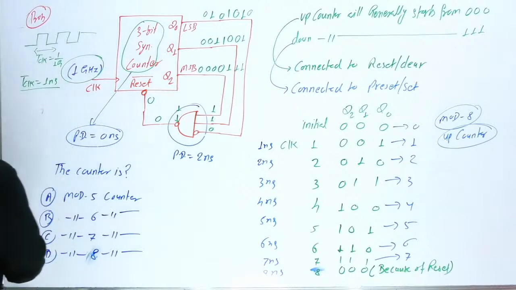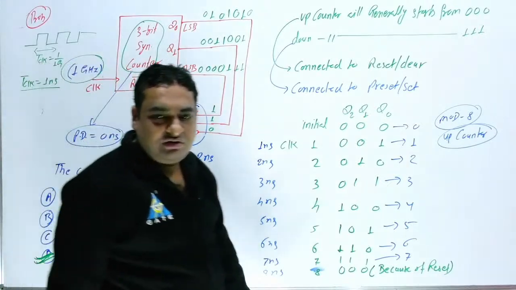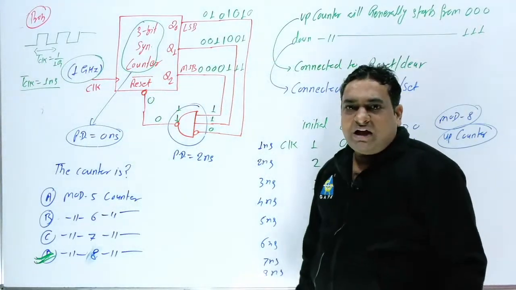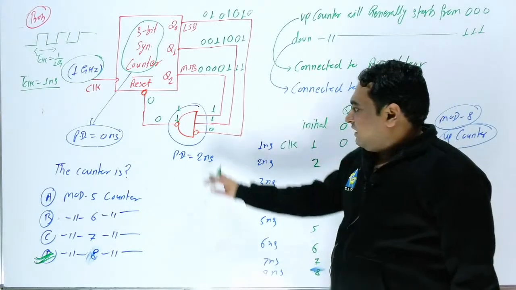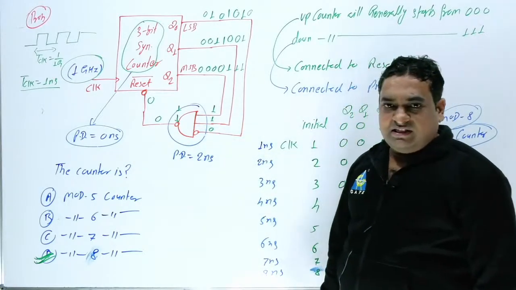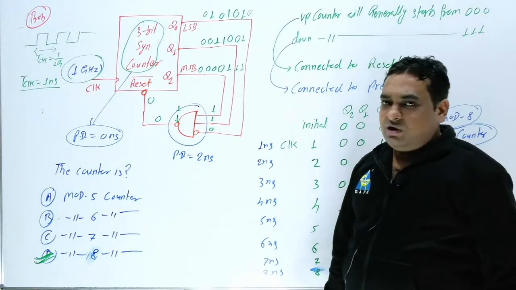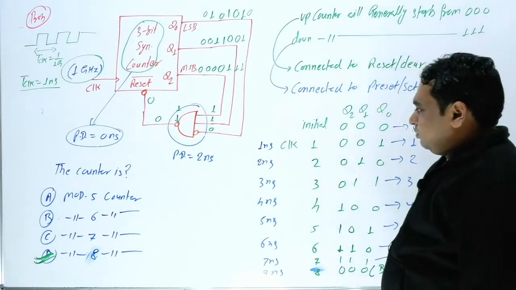So what will be the answer? The answer is option D. Sometimes the examiner can also provide this category of question. They can provide the delay of the logic gate and ask what the output will be.